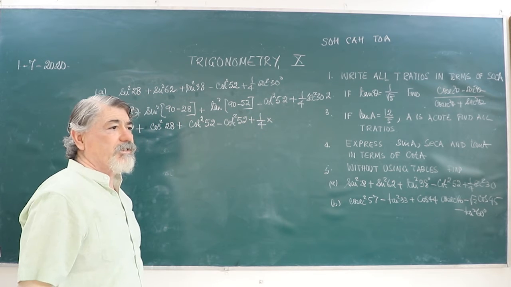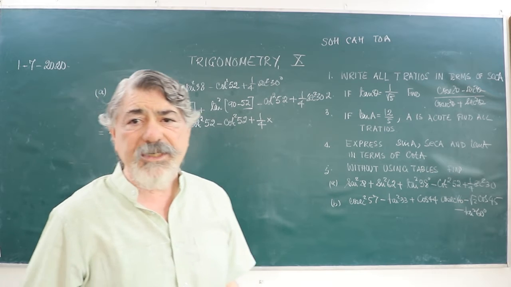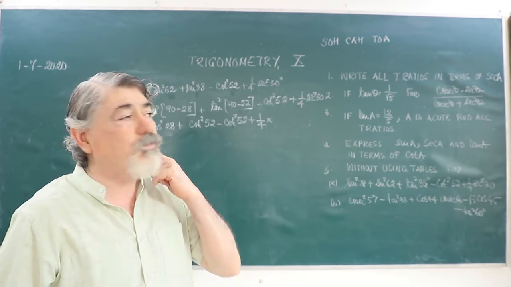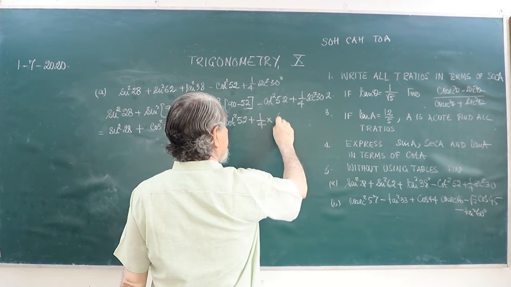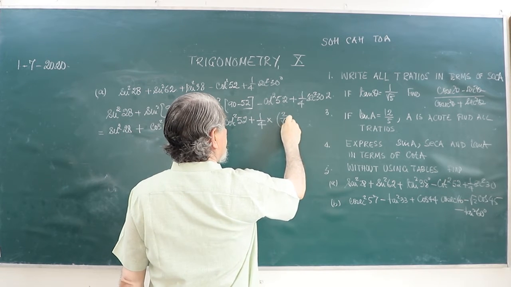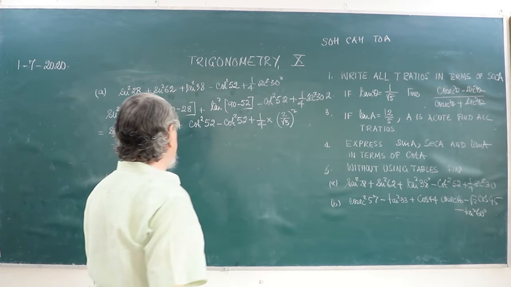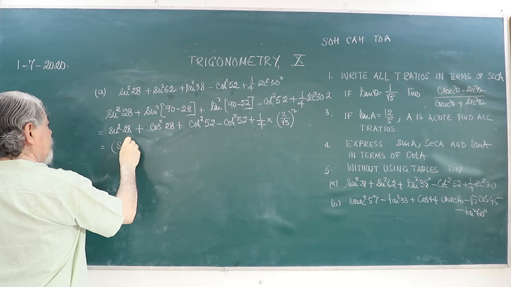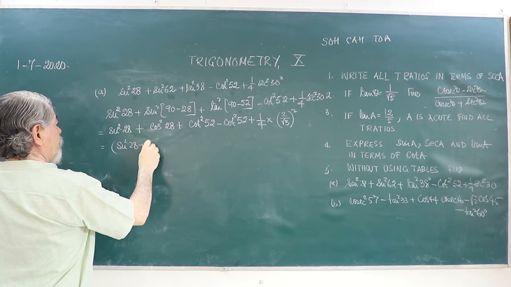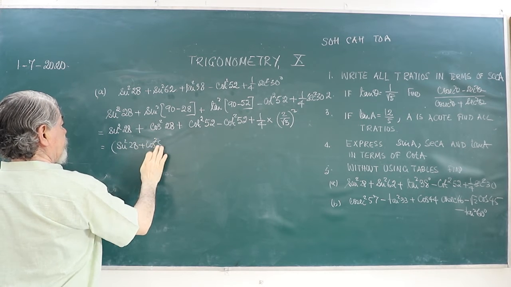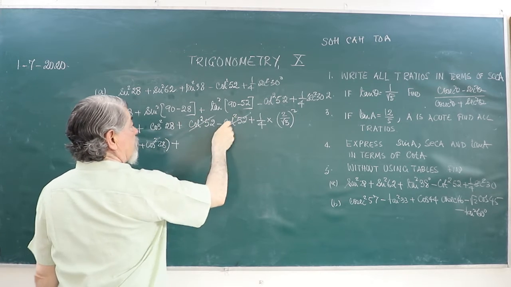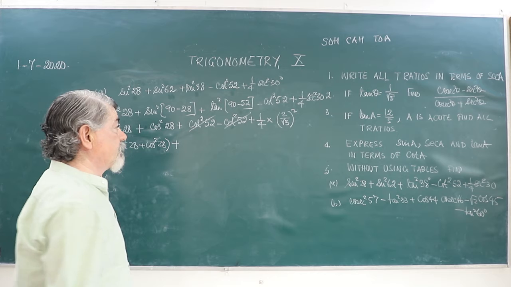Cos 30 is root 3 upon 2. So sec 30 is 2 upon root 3. Sec square theta will become 2 upon root 3 whole square. Now this is sin square 28 plus cos square 28, and the cot terms will cancel, one is plus, the other is minus.